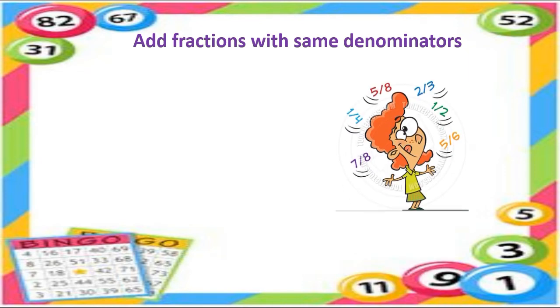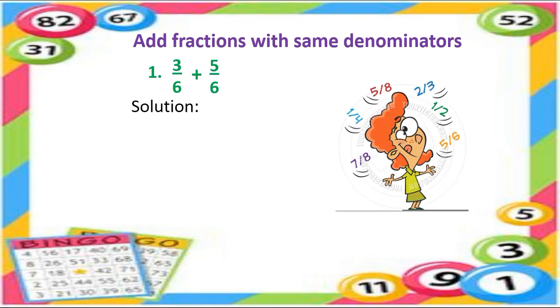The question is 3 upon 6. Here the numerator is 3 and denominator is 6, and we have to add this fraction with 5 upon 6. Here 5 is the numerator and 6 is the denominator. So we have to add these two fractions. Now we are going to start our solution.